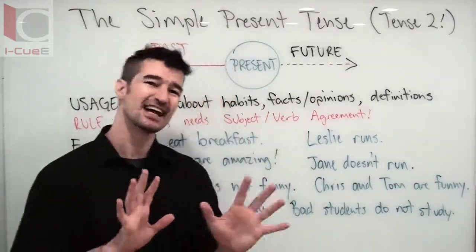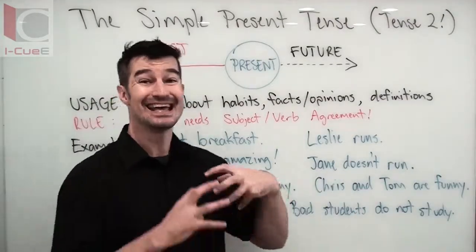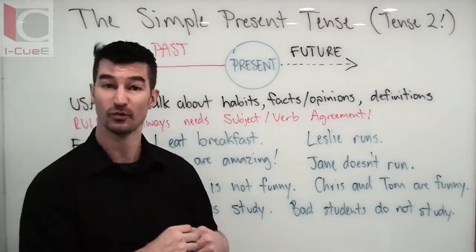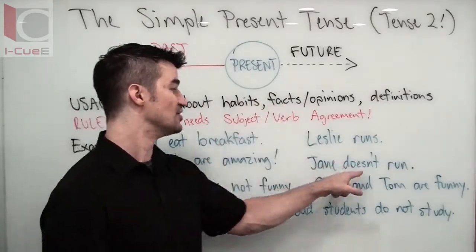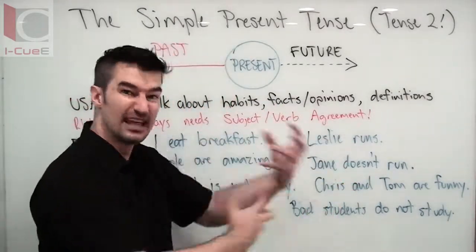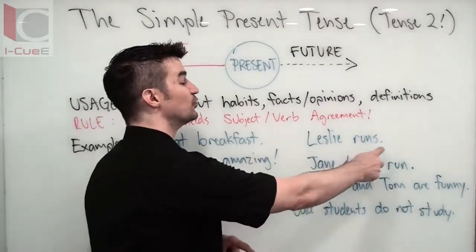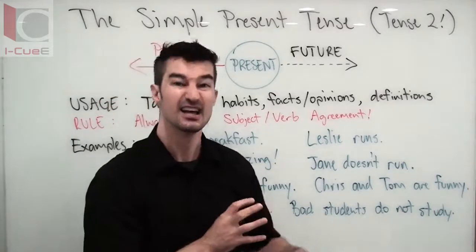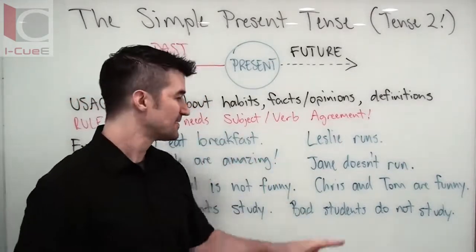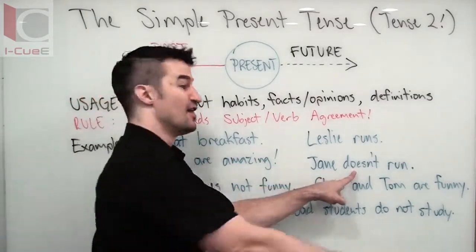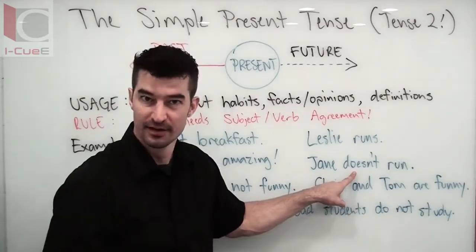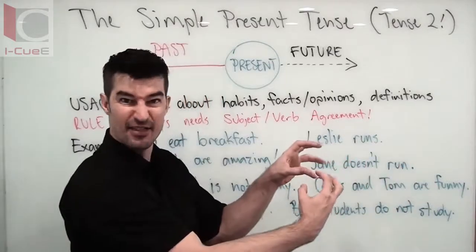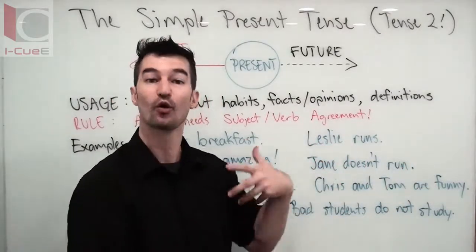Jane doesn't run. So here, this is kind of important. When we negate, when we talk about something that we think is not true, or when it's factually not true, in relation to something else, here we have Leslie who runs, but Jane does not run, okay? When we use negatives, we always add the do verb for action verbs, so do plus not. When we put them together, either don't or doesn't.